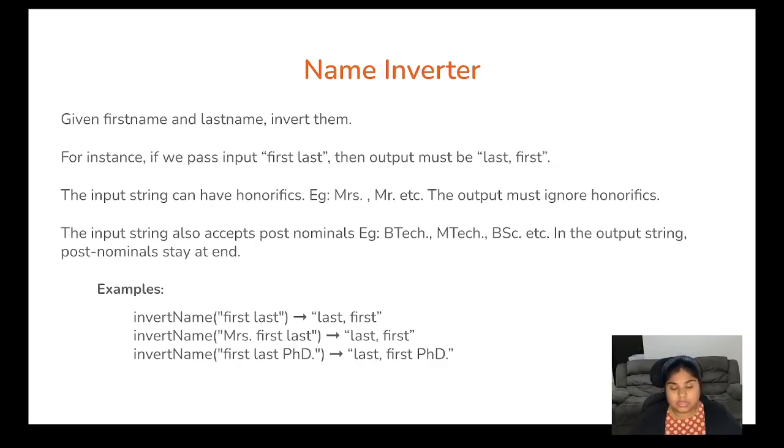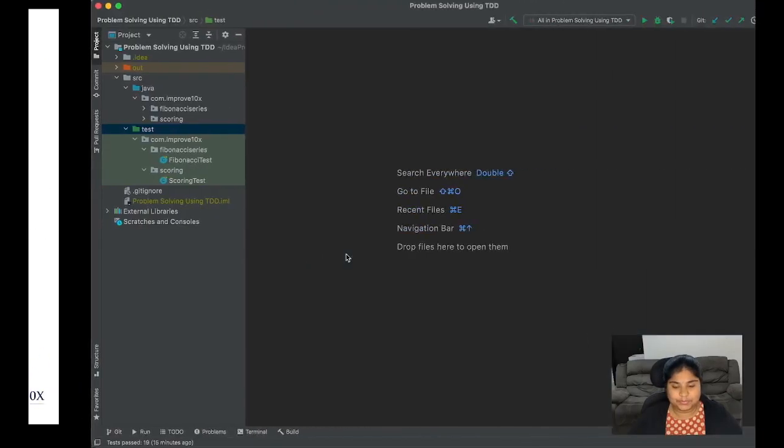Also, we are going to deal with post nominals. Post nominals are nothing but the degrees that usually are at the end of the name. For example, if a person has a PhD, and the input is first space last space PhD, then the expected output must be last comma first, and the post nominal must stay at the end, which is PhD, just like that. So let us try and see how we can solve this problem using TDD.